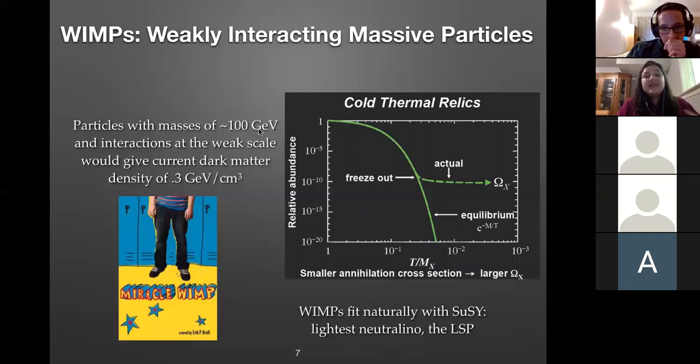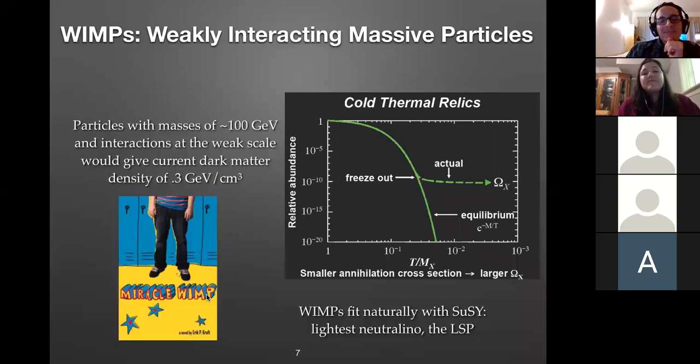These weak scale masses and cross sections would give us a dark matter density of 0.3 GeV per cubic centimeter, or a third of a proton mass per cubic centimeter. And that's exactly what we measured today. So we're looking for something at a weak scale, and it gives us the density we've got today. Those two things aligning are what is called the WIMP miracle.